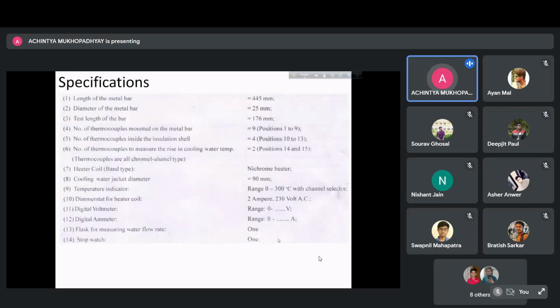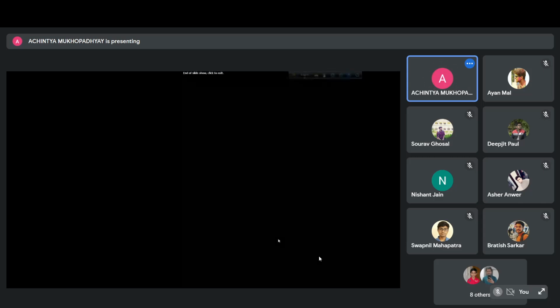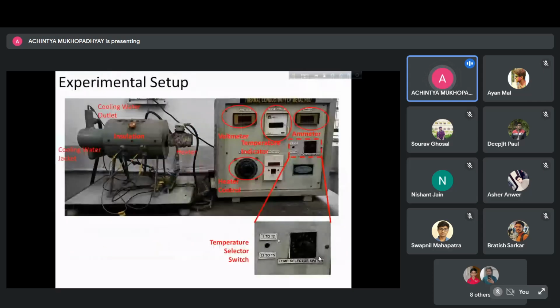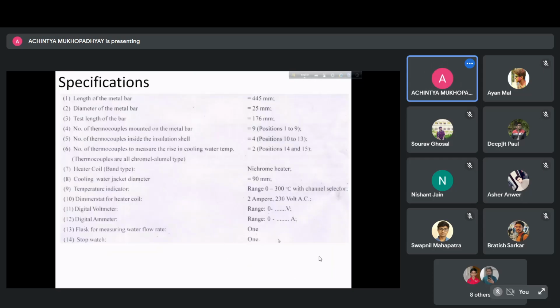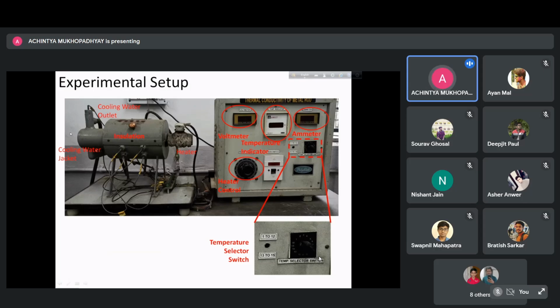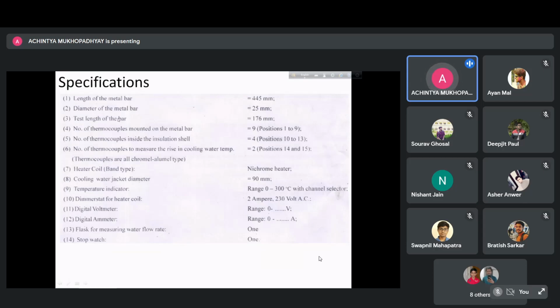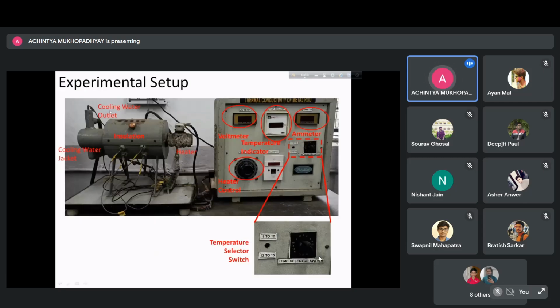So this is the specification. Let me show you. Okay, so here what are the things given? Length of the metal bar is 445 millimeters. That means the length from this end to this end, the full length. But the test length of the bar, that means over which we are putting the 9 thermocouples and measuring, is 176 millimeters. That is this portion only. This is 176 millimeters.